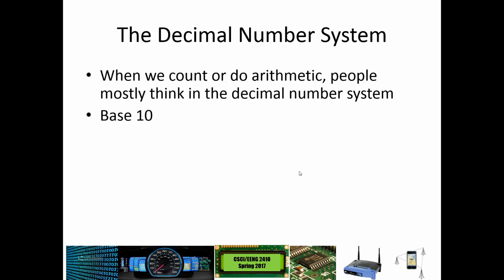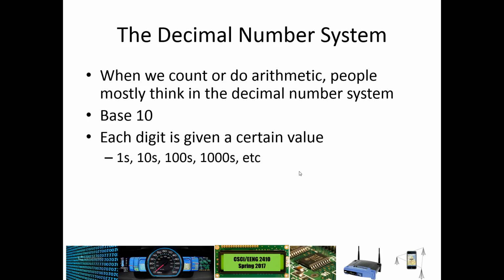The decimal number system uses base 10, and as we progress through this lecture, we will talk about other bases that can be used to represent numbers. So in the base 10 number system, every digit is given a certain value, and if you remember your place value from elementary school, you have your ones place, your tens place, your hundreds place, etc. Off to the other side of the decimal point, you've got your tenths, hundredths, thousandths, etc.